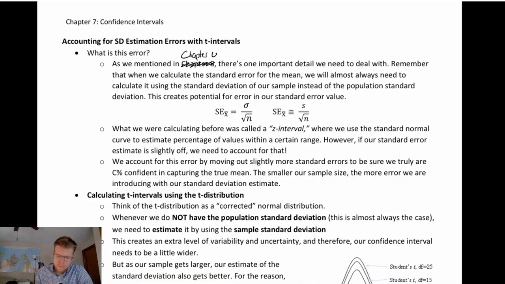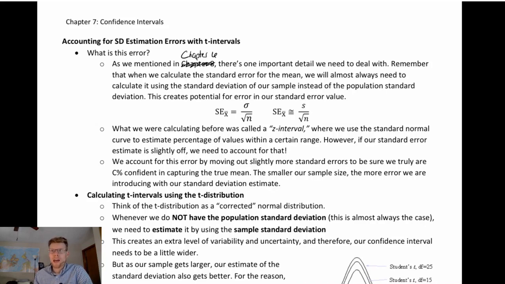Chapter 6. There's one important detail that we need to remember, and that is that when we're doing inference, it means that we're just using our sample information to try to make a claim about the population. However, we've just been kind of assuming that we can calculate the standard error of x bar exactly, meaning that we would have sigma, the population standard deviation.